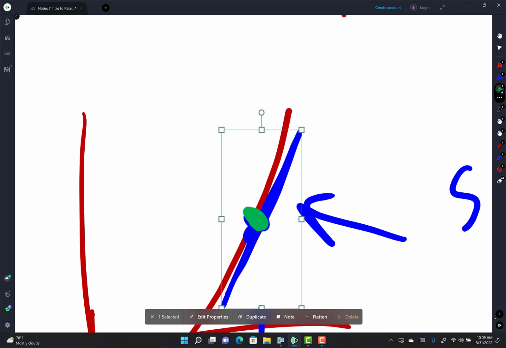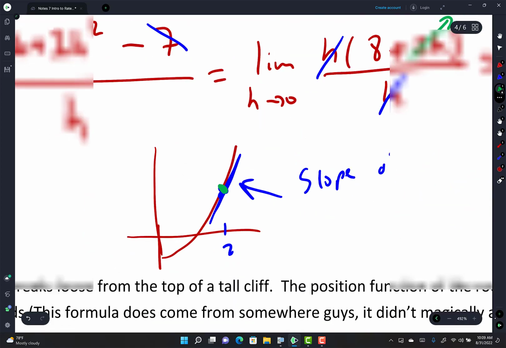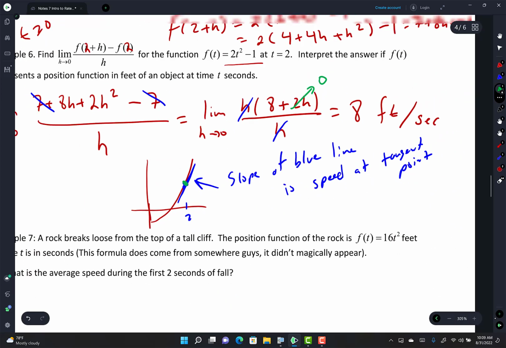Oh, okay. Point of tangency. Are we feeling okay?